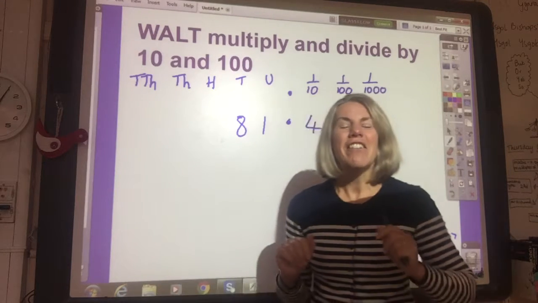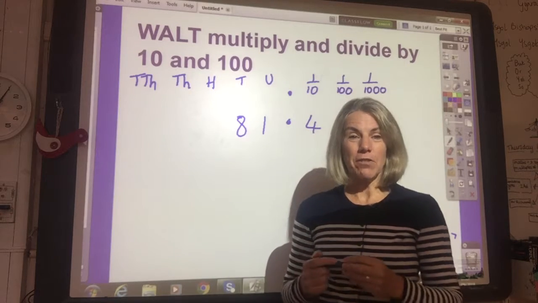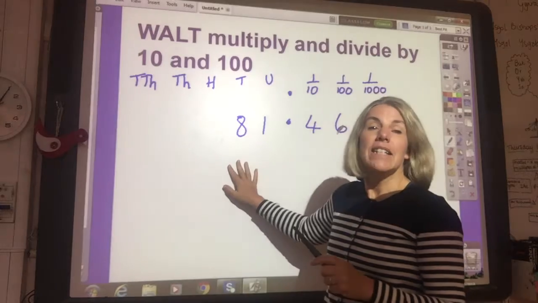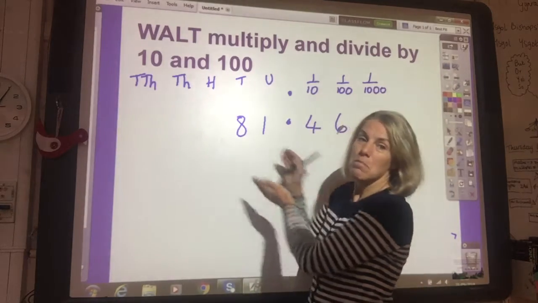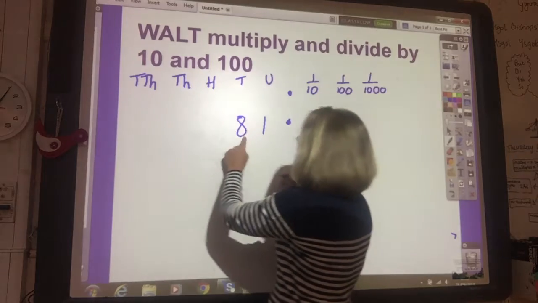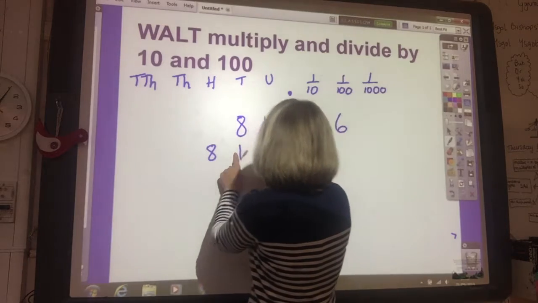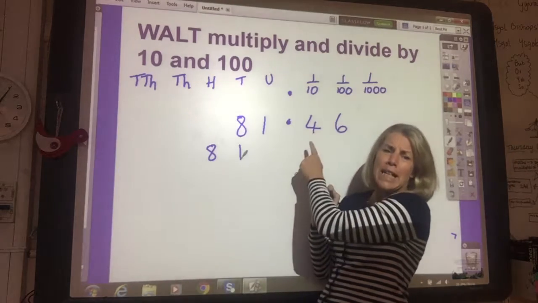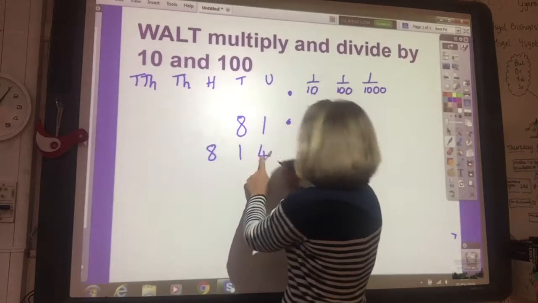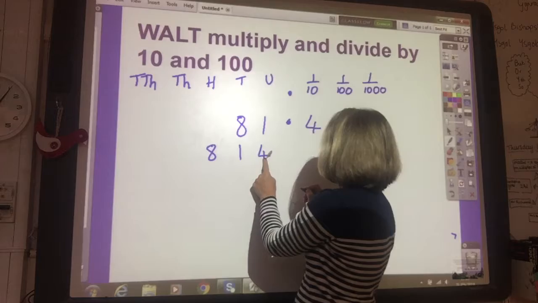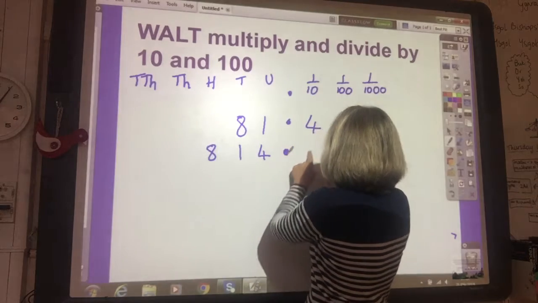So all of the numbers have to jump over it. Okay, and as they jump over, they increase by a factor of 10. So if we're multiplying 81.46 by 10, every number moves one space to the left. So 80 becomes 800, 1 becomes 10. This 4 now has to do a bit of a jump over the decimal point into the units column. It now becomes 4 whole units. This 6 here can shuffle up. Don't forget your decimal point.